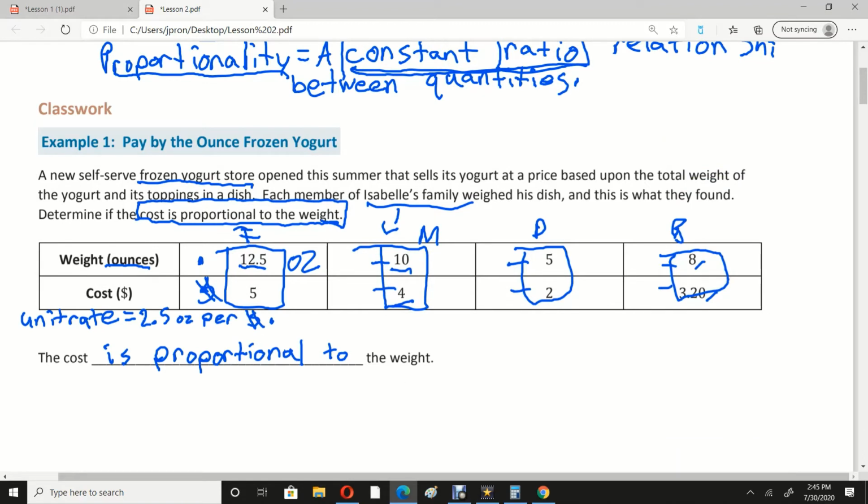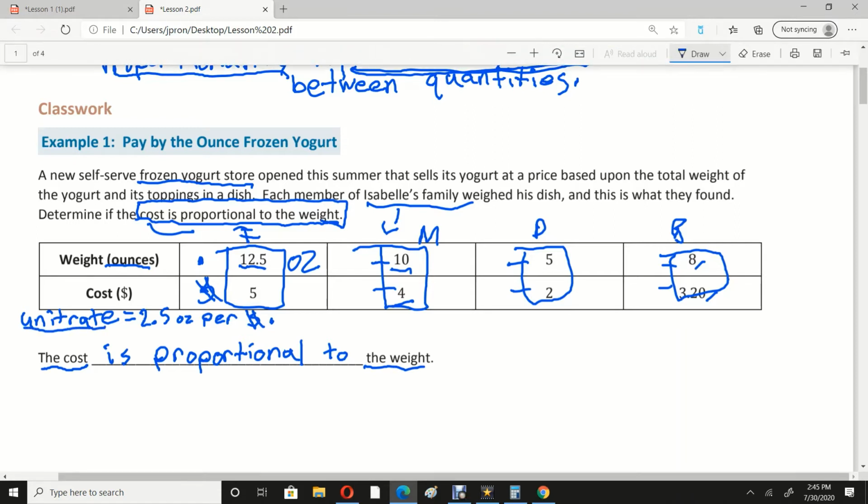All right, I just wanted to clear some of that off the screen. If you want to go back and look at some of that work, you can rewind the video. So again, the question is asked, is the cost proportional to the weight? Down here, they want us to write in right here: the cost is proportional to the weight. And we determined that the unit rate was 2.5 ounces per dollar.